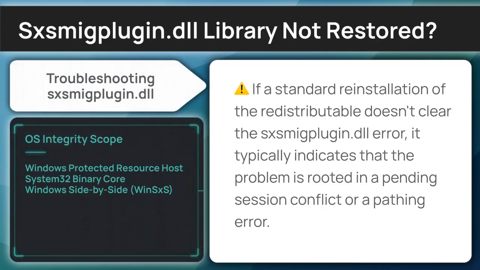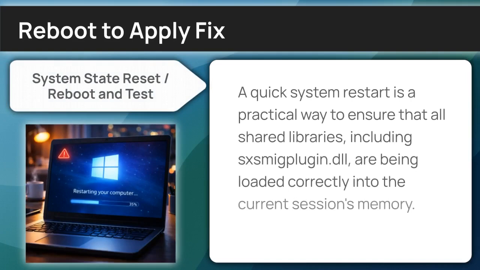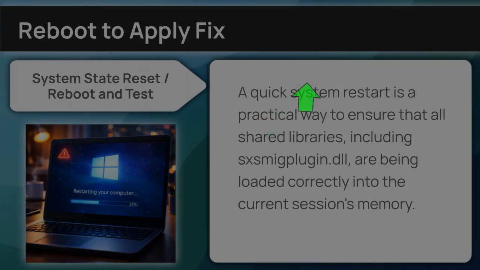Performing a restart can determine if the error is just a transient environment glitch. A reboot refreshes your system's path variables and can sometimes reestablish a broken link to the Sxsmigplugin library file.